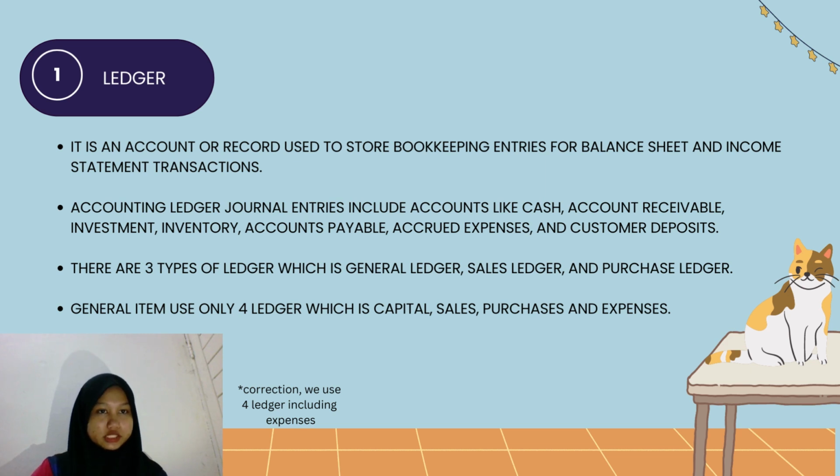Okay, so what is ledger? Ledger is an account or record used to store bookkeeping entries for balance sheet and income statement transactions. Accounting ledger journal entries include accounts like cash, account receivable, investment, inventory, account payable, account expenses, and customer deposits. There are 3 types of ledger, which is general ledger, sales ledger, and purchase ledger. General item uses only 3 ledgers, which is capital, sales, and purchases.